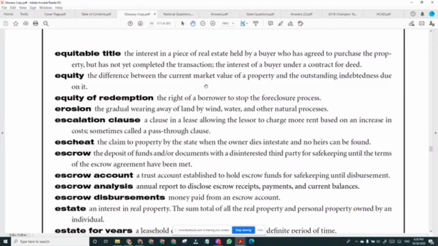Equity, the difference between the current market value of a property and the outstanding indebtedness due on it. So the difference between today's value and the loan balance that is owed. Not the original loan, but what is owed today after paying months and years on that mortgage or that deed of trust, right? In the state of Texas, mortgages are called deed of trust. Equity of redemption. Redemption. The right of a borrower to stop the foreclosure process.